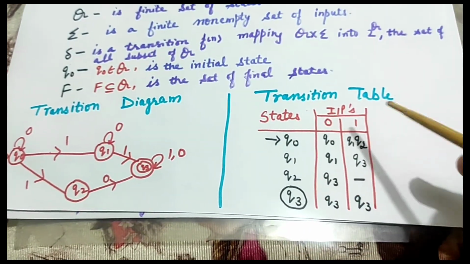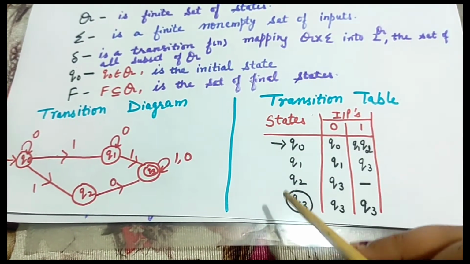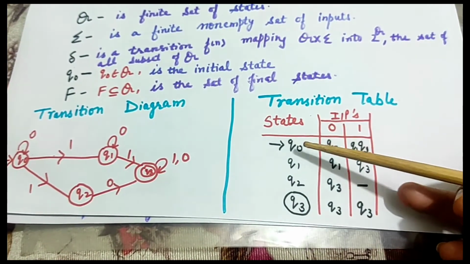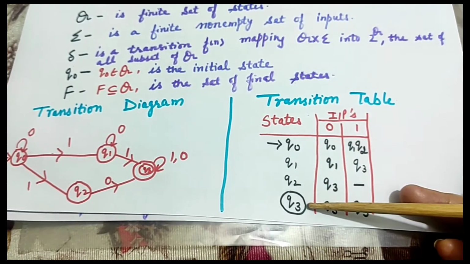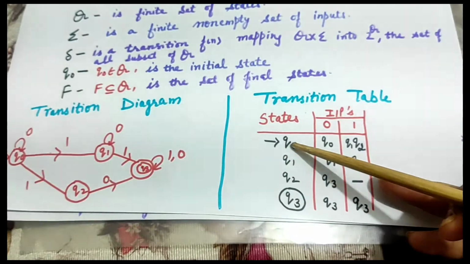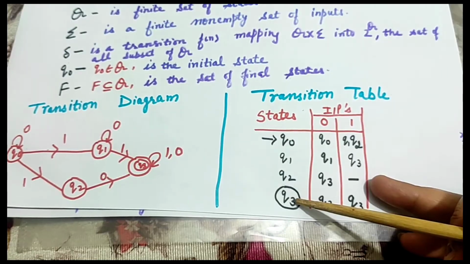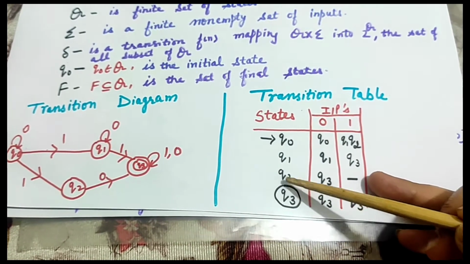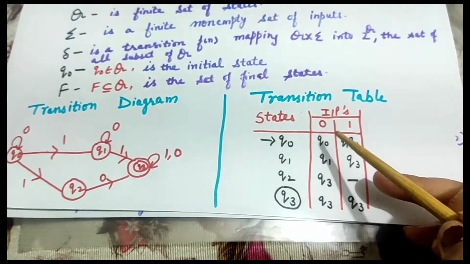In case of the transition table, in this example, there are 4 different states. These are Q0, Q1, Q2 and Q3. Q0 is the initial state, that's why it is indicated by an arrow. And Q3 behaves like a final state, that's why it is indicated with the help of a circle.